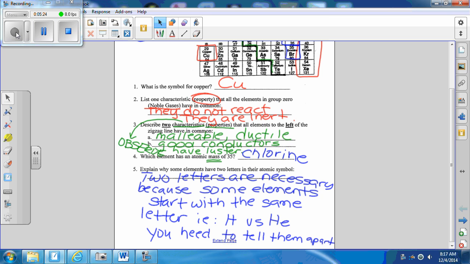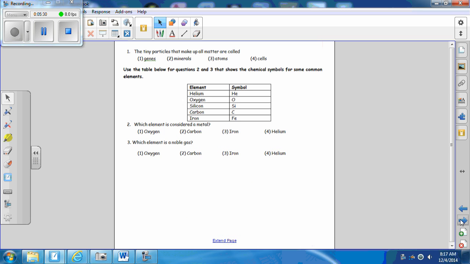Easy? Okay. The first part of the test is all multiple choice. So, number one, the tiny particles that make up all matter. Most people got this correct. All matter is made up of something called atoms. Believe it or not, somebody picked cells for this, and I wanted to cry. Not in this class, but in one of the other classes. So that means that they're not paying attention. So that means that I have to pay closer attention to who doesn't know what's going on.